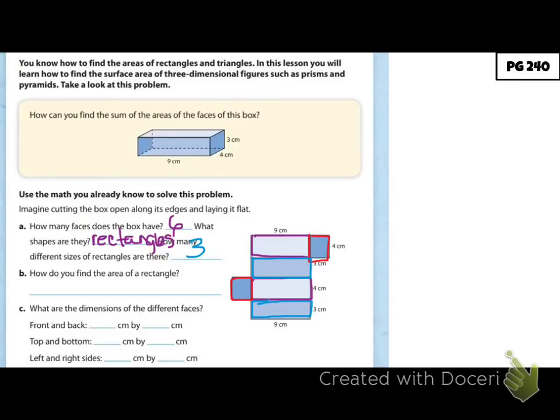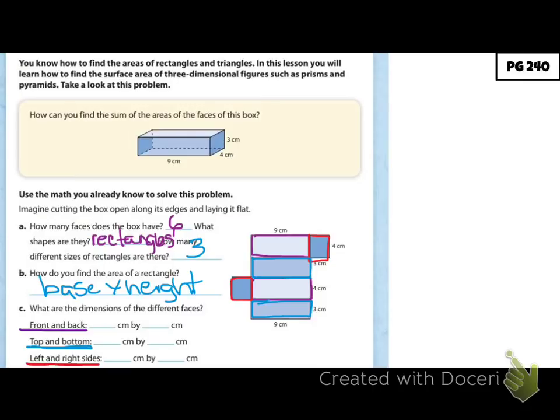B says, how do you find the area of a rectangle? Just like we've been doing for the last couple weeks, it's base times height. So we're going to go through and find the dimensions of the different faces. I'm basically going to look at these and base it off of our colors. If we start at the top, our front and back, we're going to call the purple ones. Our 2 sides are the little small ones, so the left and right sides are the red ones, and then the blue ones are going to be the top and bottom. So we can kind of color code these as we go.